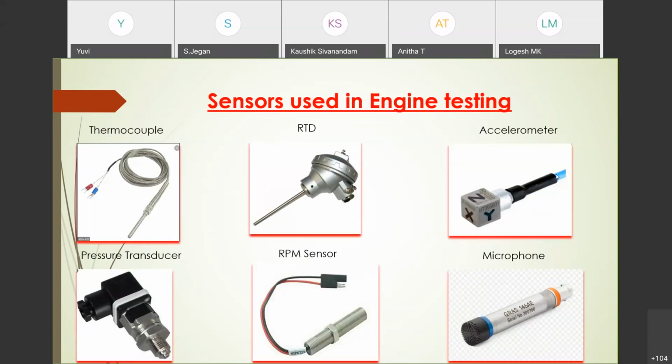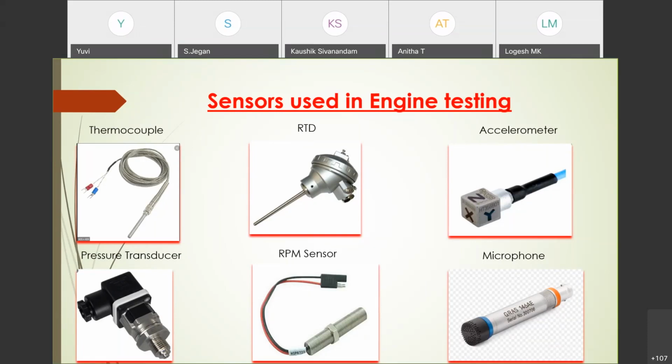So now we are going to talk about the sensors used in engine testing. Firstly, RTD and thermocouple. As I told you before, we use RTD and thermocouple for temperature measurement. First, what is RTD? RTD is resistance temperature detector, which is used to measure the temperature. There are many types of RTD. We have nickel type, copper type, tungsten type, and platinum type. The most common type used in industry is the platinum type.